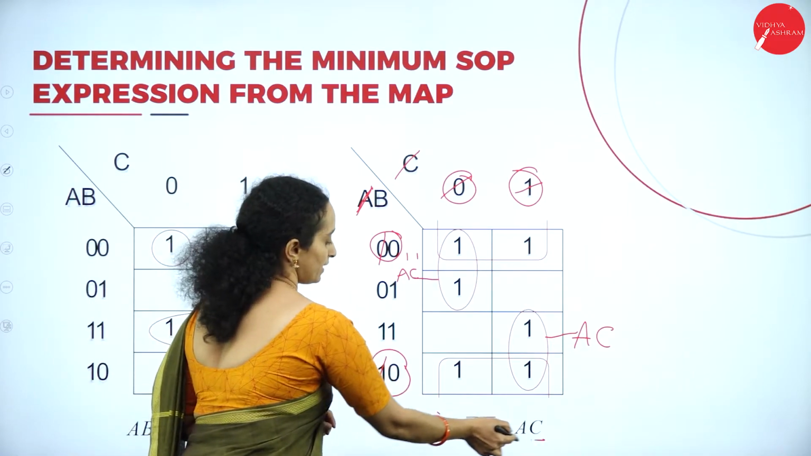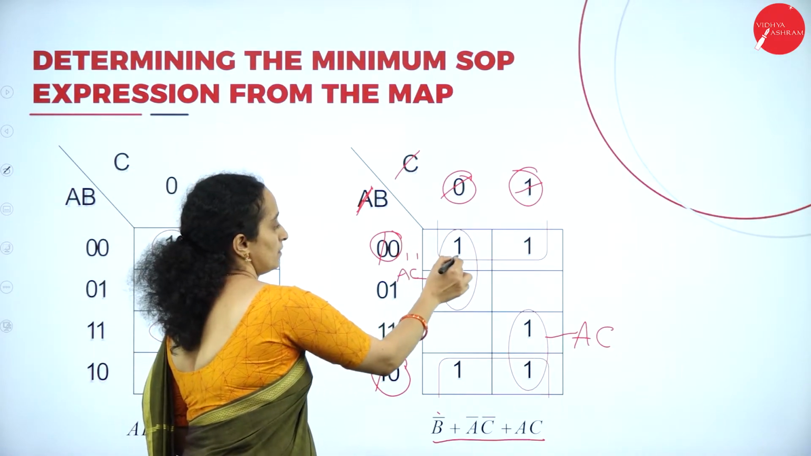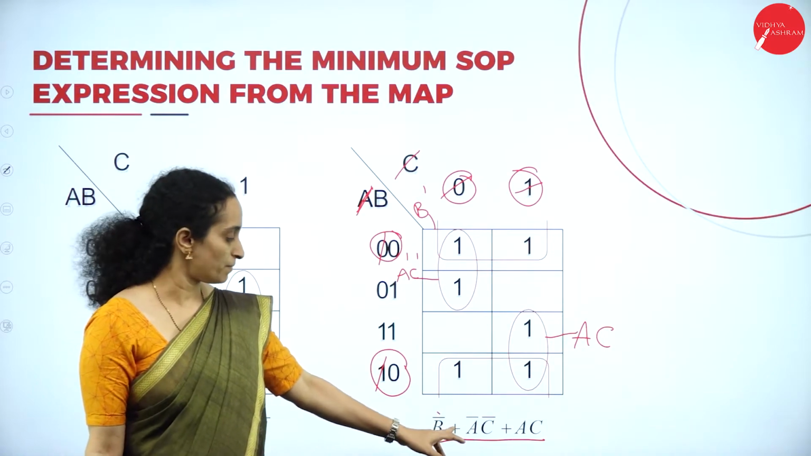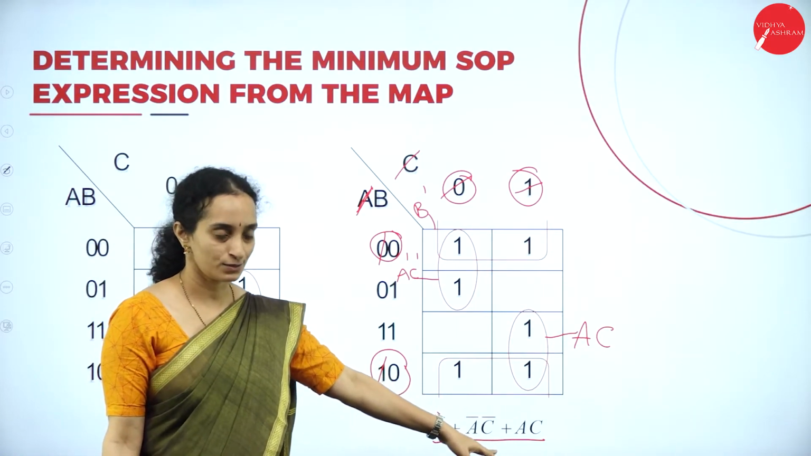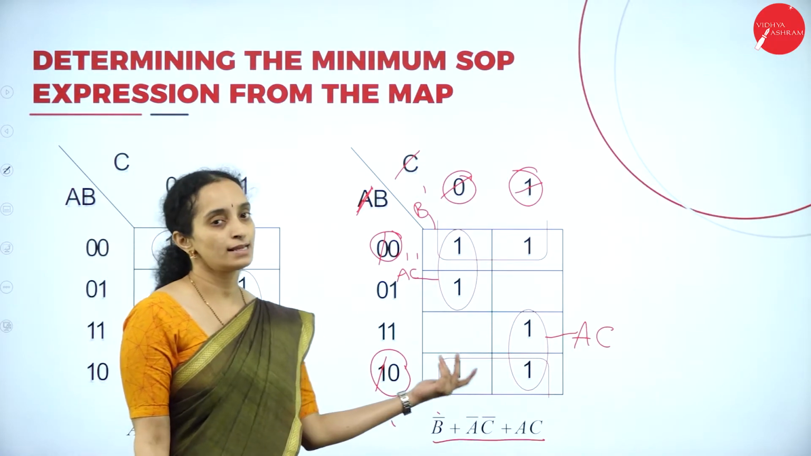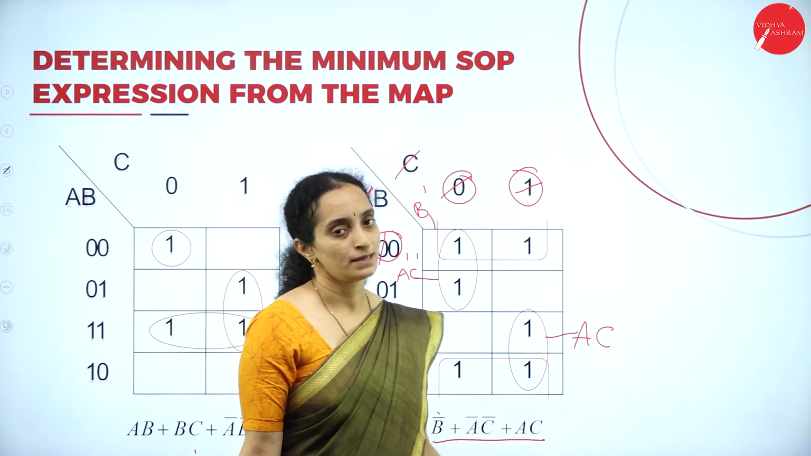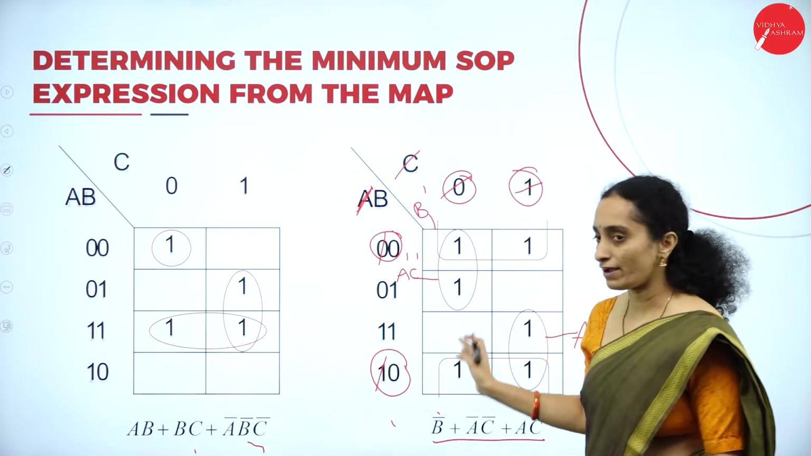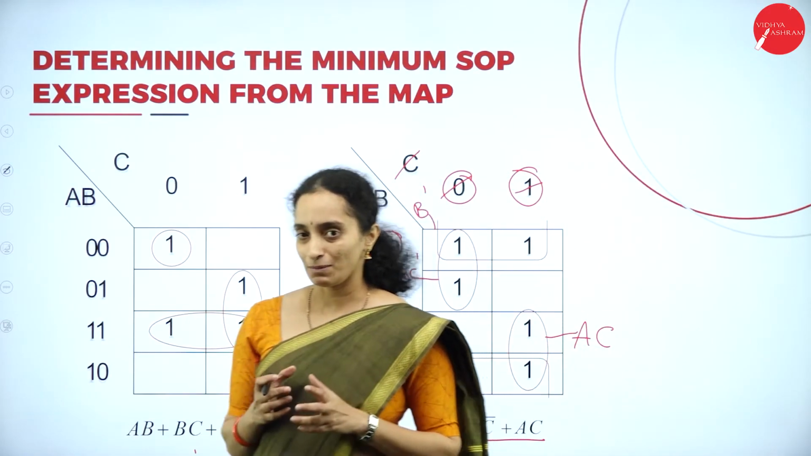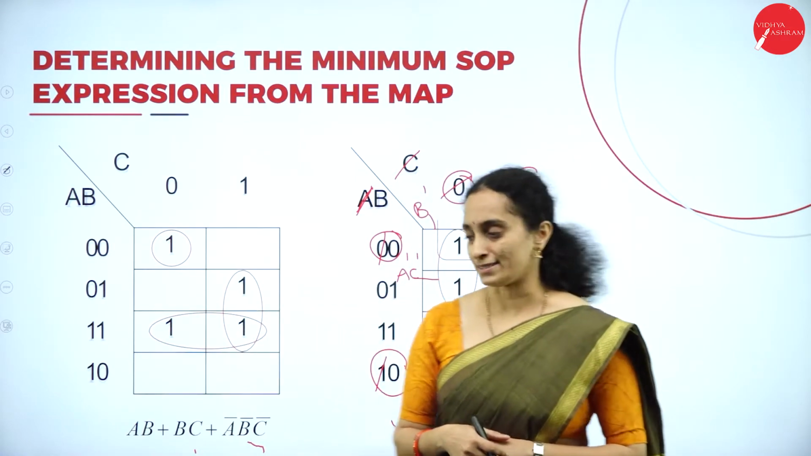Now the final expression is this one, B dash plus A dash into C dash plus A into C. You can rearrange the expression. There is no problem in that. In any order, you can simplify the group, but you must take care to have a minimum number of groups with a maximum number of ones. Alright.